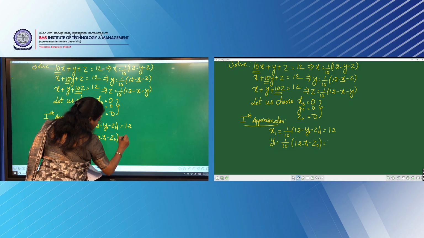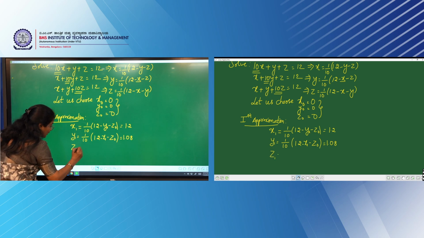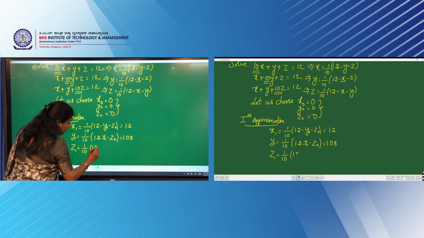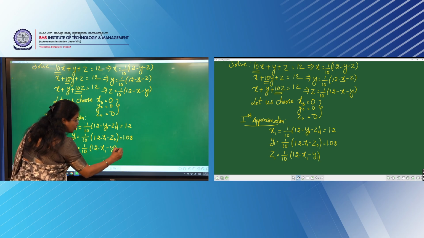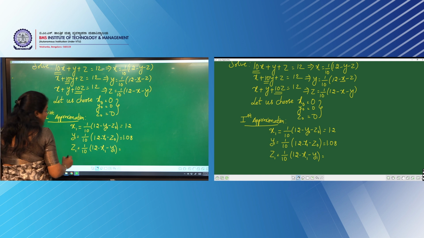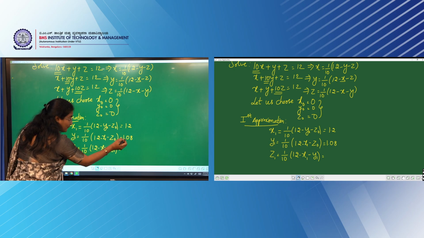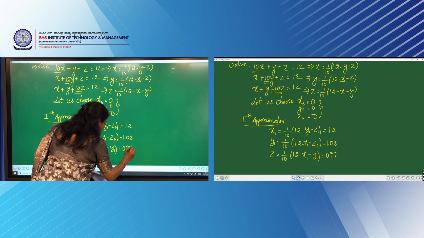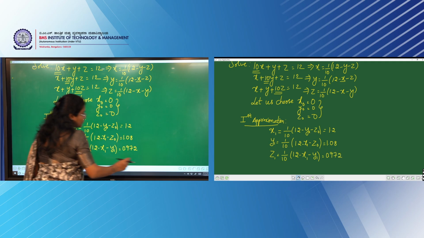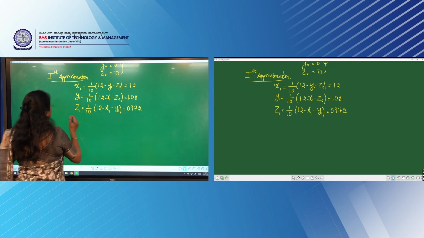Substitute the values accordingly and calculate. So you will get 1.08. Then z1: 1 by 10 into 12. You got x1, then you got y1, so take the new values to get the next value. Now if you calculate z1, the recent value x1 you take as 1.2, y1 you take as 1.08, so you get 0.972. As I told, it is an iterative process, so you continue to the second approximation.